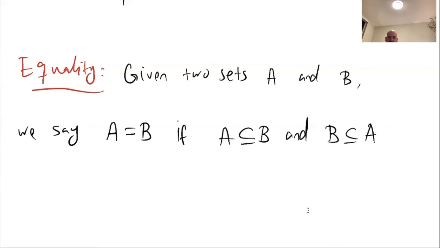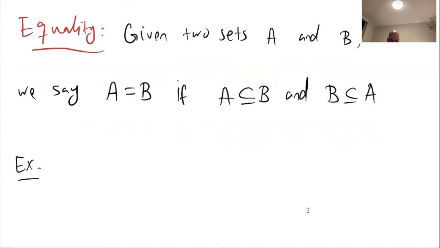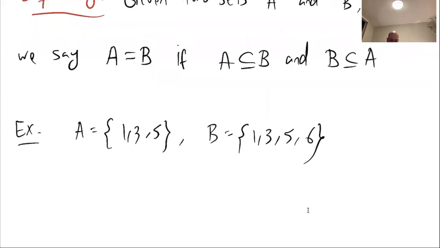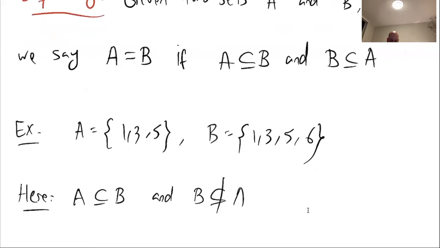Okay, so for example, let's say A equals {1, 3, 5}, B equals {1, 3, 5, 6}. Now in this situation here, A is a subset of B, and B, however, is not a subset of A, right?